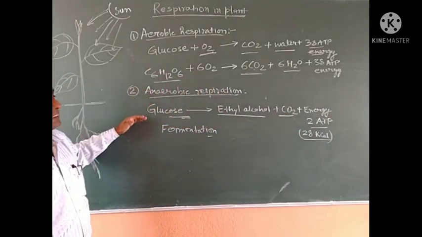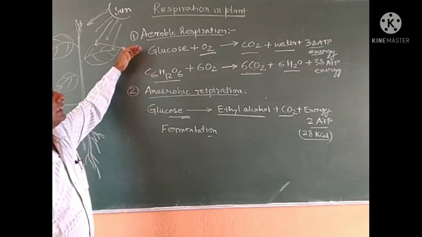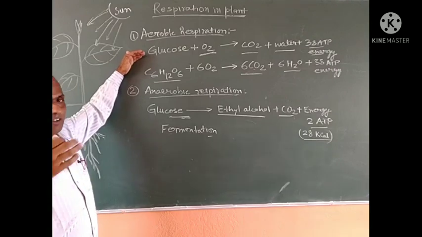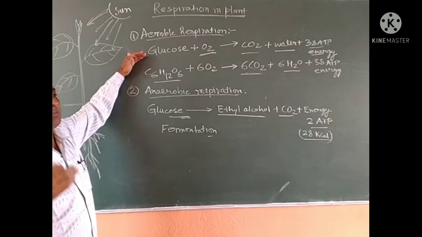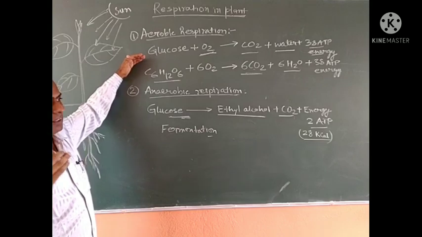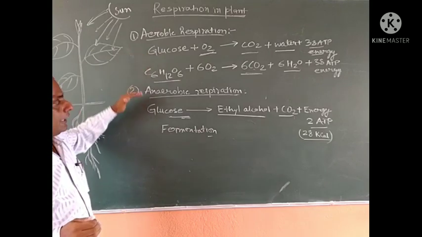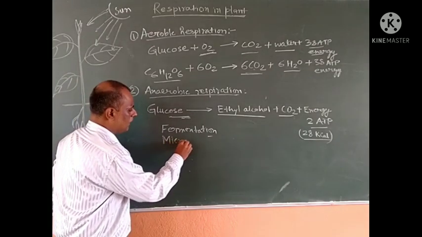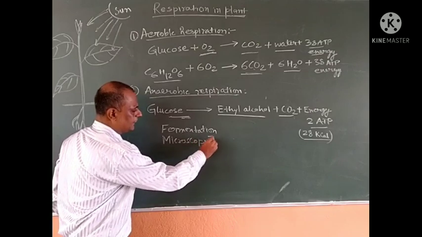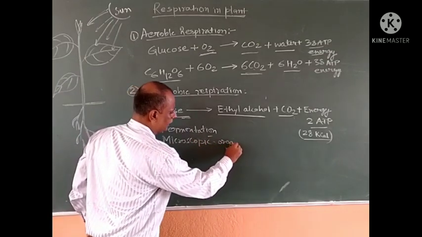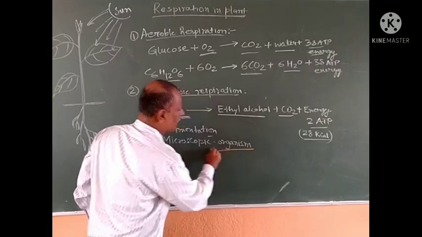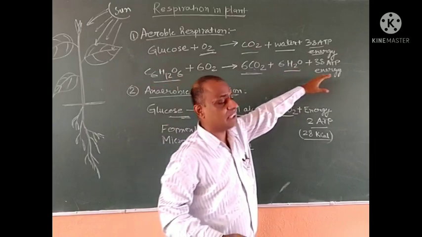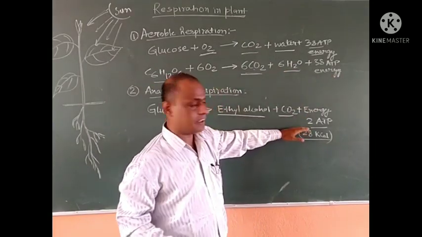So in which kind of organism does aerobic respiration take place? Aerobic respiration takes place mainly in the higher organisms like human beings, like plants, big plants, herbs, shrubs. But anaerobic respiration takes place mainly in microscopic organisms like bacteria. Okay. So another difference is that the energy produced during aerobic respiration is much higher than in anaerobic respiration.